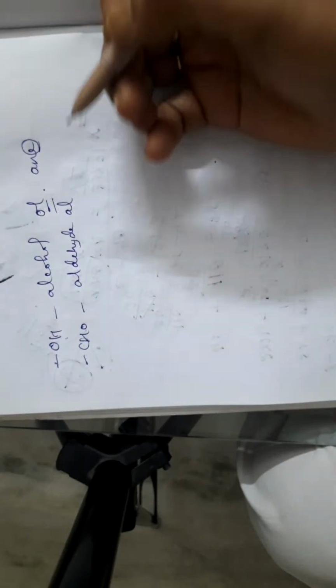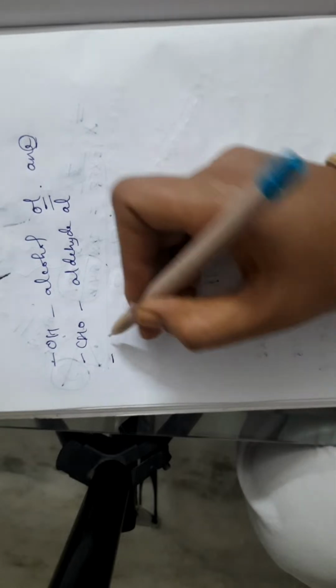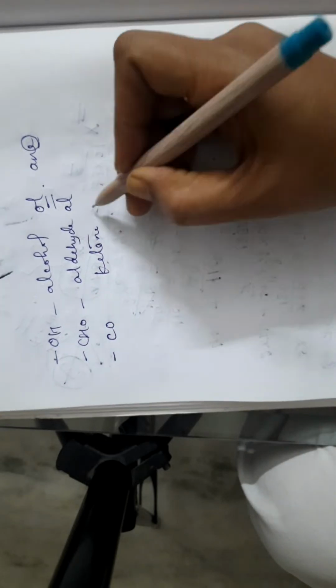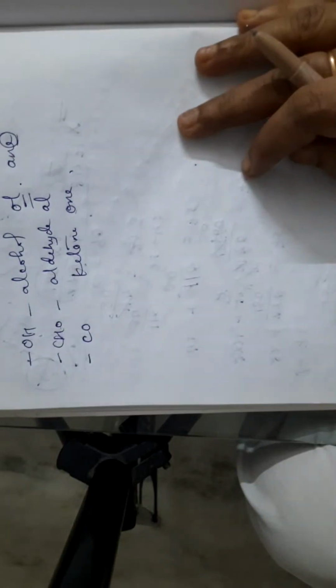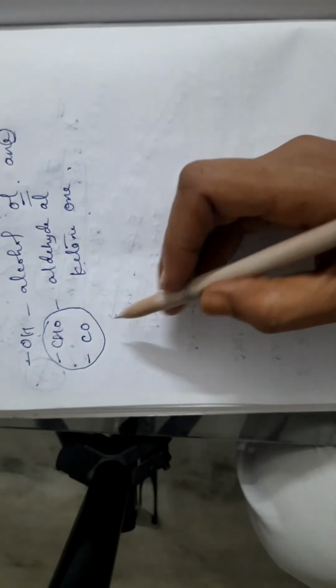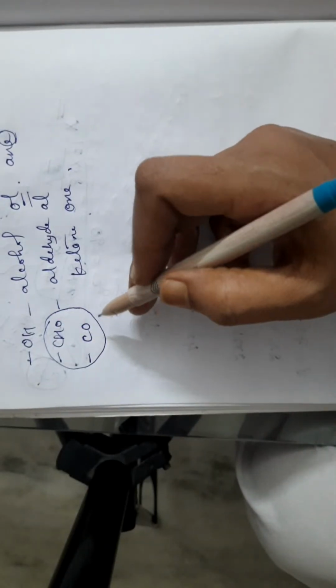Al is used for this. If CO is there, this is ketone. ONE is used for that. Most of the students get confused with aldehyde and ketone. So let's learn quickly how to differentiate between them if the structure is given.